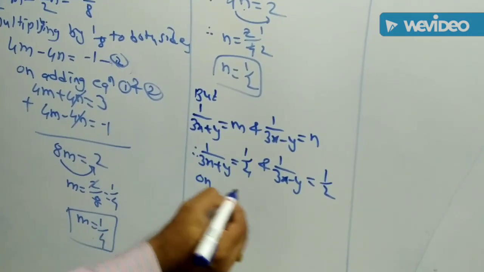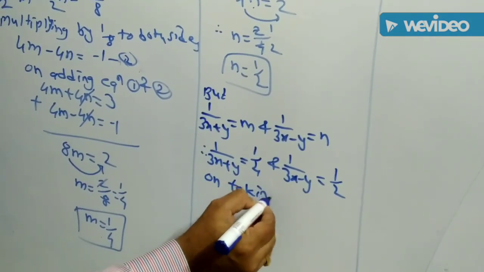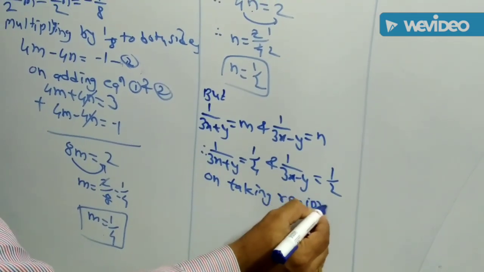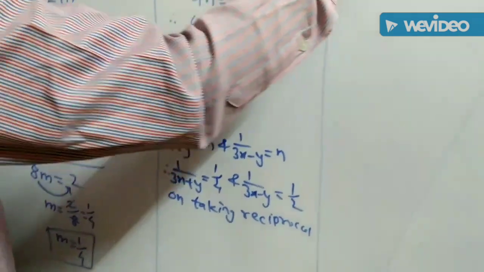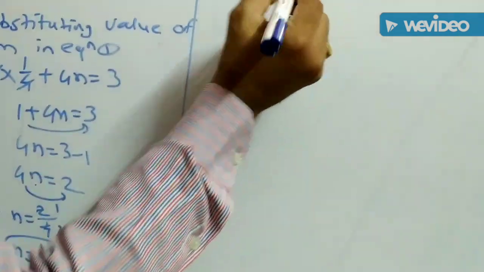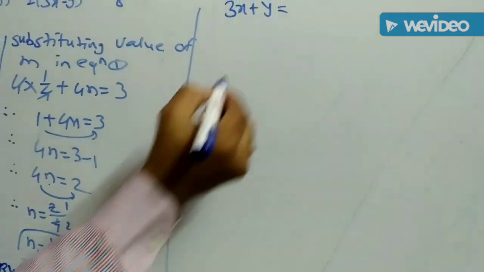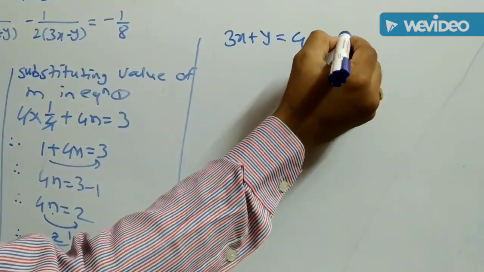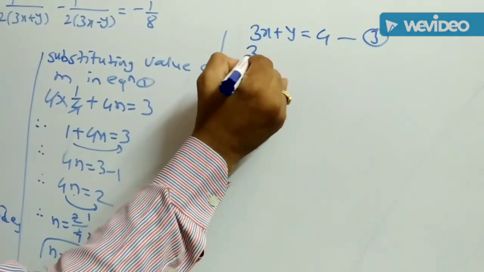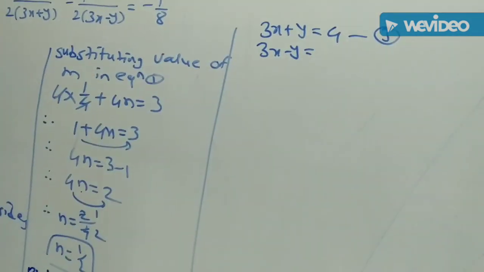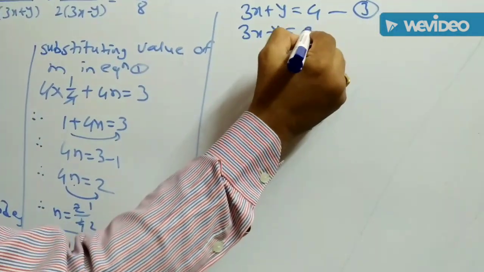Now we take, by invertendo, the reciprocal of all this. We get the reciprocal of 1 upon 3x plus y is 3x plus y. Reciprocal of 1 upon 4 is 4. Equation we get here, 3. Then 1 upon 3x minus y, the reciprocal of that is 3x minus y. Reciprocal of 1 half is 2.